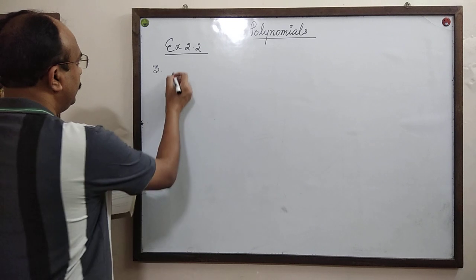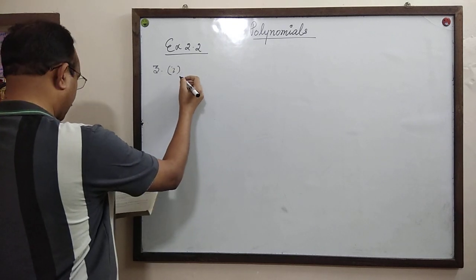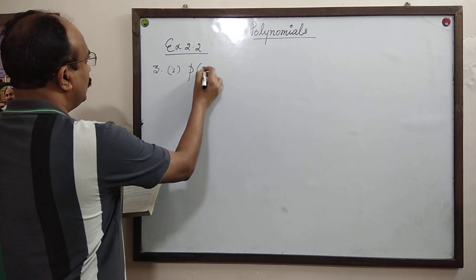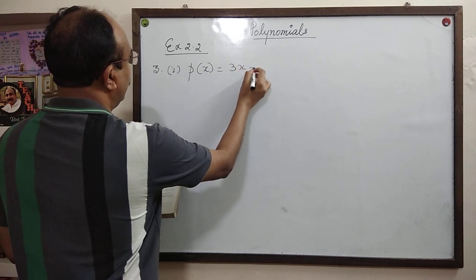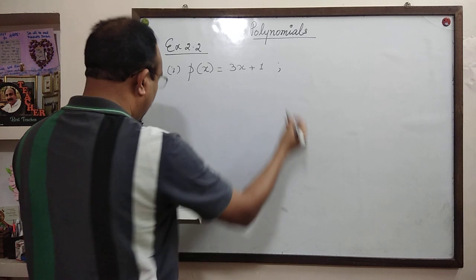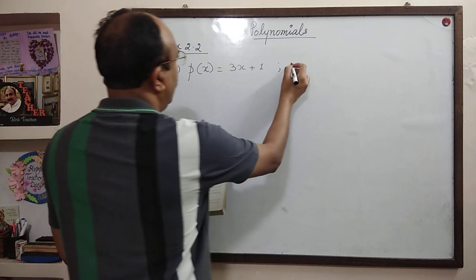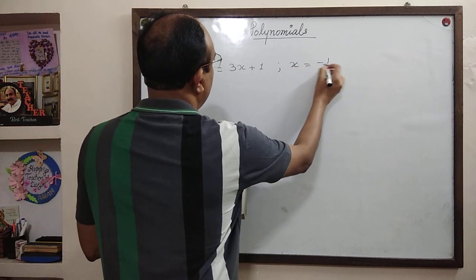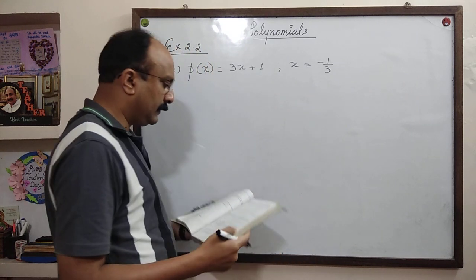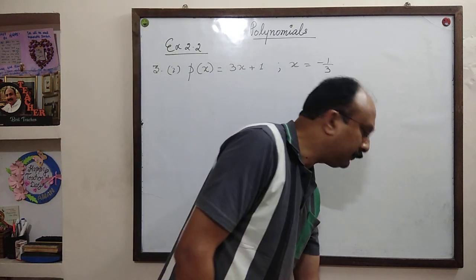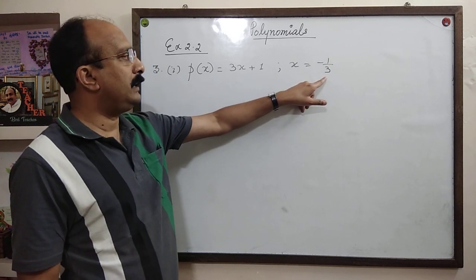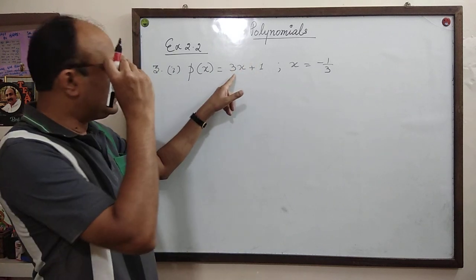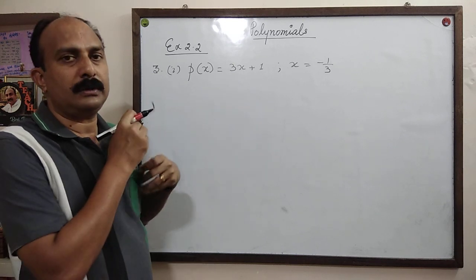Question number 1. p of x equal to 3x plus 1 and the value of x is given as minus 1 upon 3. x is equal to minus 1 upon 3. So we have to check whether this given value of x, that is minus 1 upon 3, is the 0 of the given polynomial or not.